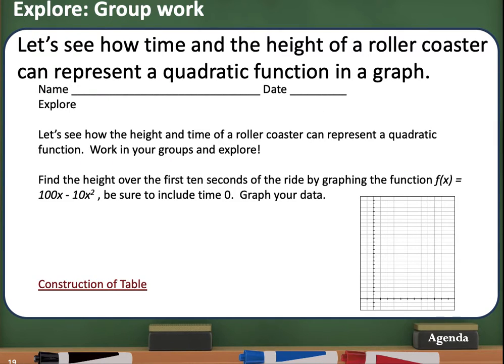So let's see how the time and the function of the roller coaster can represent a quadratic function. Here you would either use your notebook or grab that worksheet, and we would get started. What we're going to do is graph. We're going to make a table of the different times and heights of the roller coaster, starting at time 0, and we're going to graph the data.